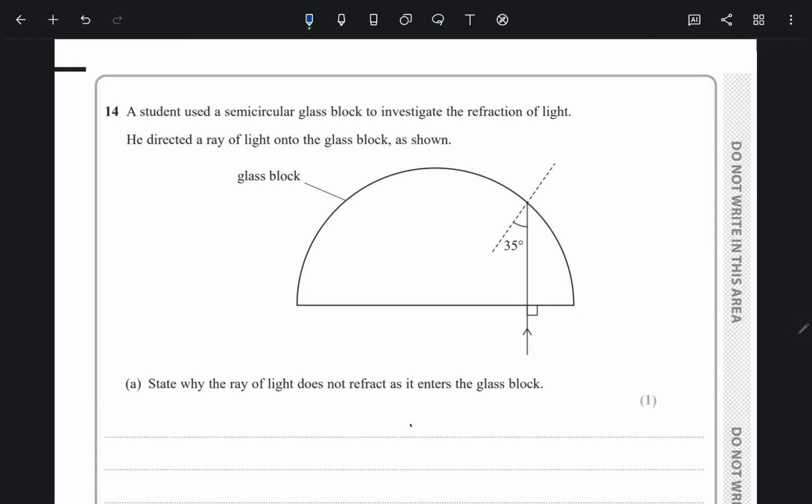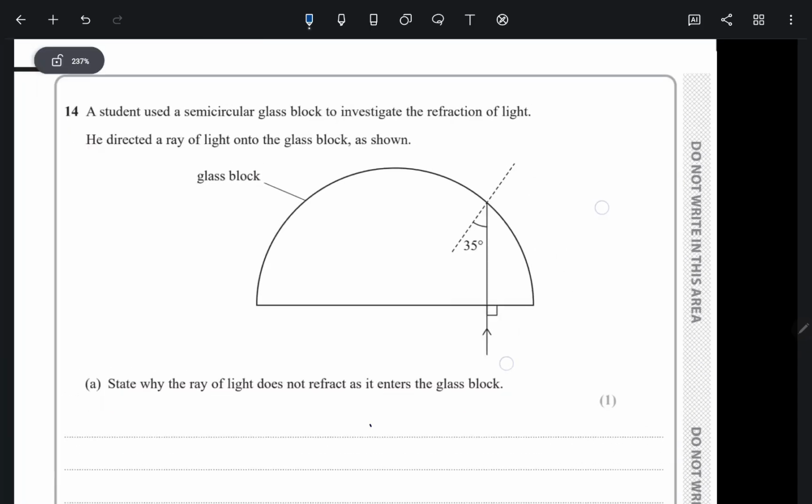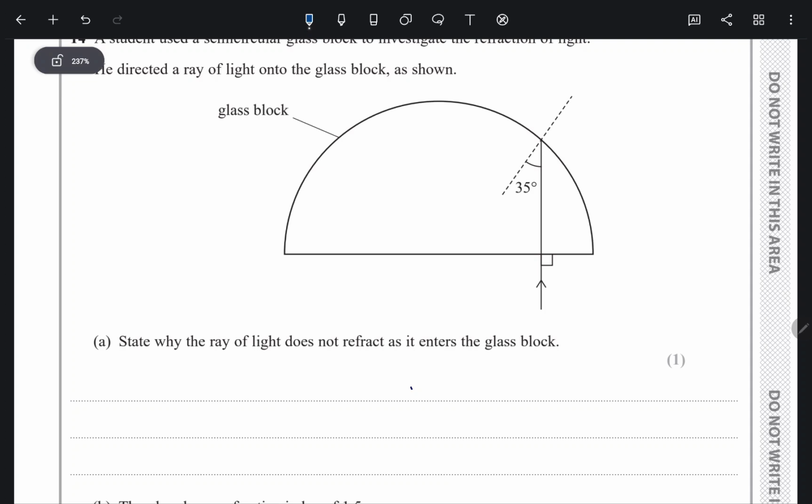Question 14. A student used a semicircular glass block to investigate the refraction of light. He directed a ray of light onto the glass block as shown. State why the ray of light does not refract as it enters the glass block. So as the light ray is entering the glass block, it is not refracting because it hits perpendicularly to the surface. The angle of incidence is zero, so the angle of refraction will also be zero.